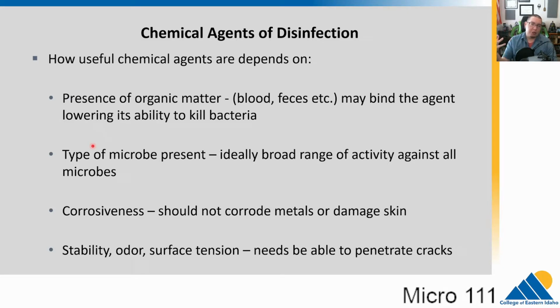So the big issue, how useful a chemical agent is, depends on several factors. As we talked about, the presence of organic material, which the agent might bind to, lowering its ability to kill other bacteria. The type of microbe that's present. Ideally, your chemical agent will have a broad range of activity on all microbes, but that's not always the case. One factor is corrosiveness. It can't degrade or corrode metals. That would be a negative factor because that might introduce rust, things like that. The metal might be weakened. And it can't be corrosive and damage skin. If the skin is being removed by the cleaning agent, that is a definite downside there.